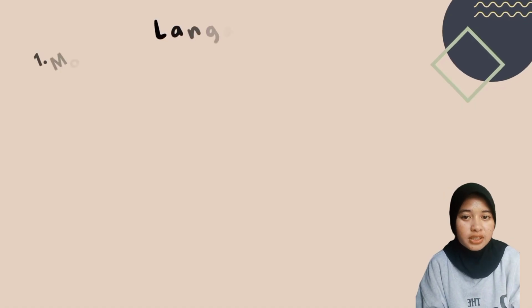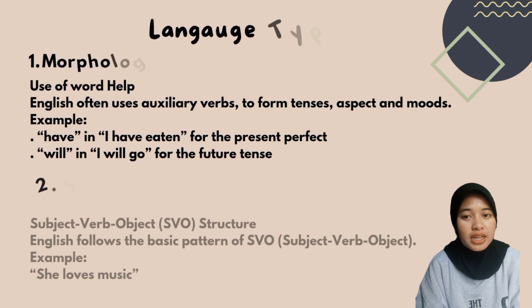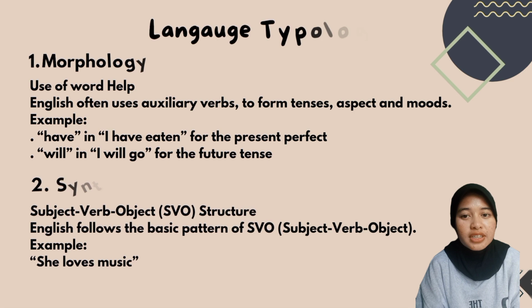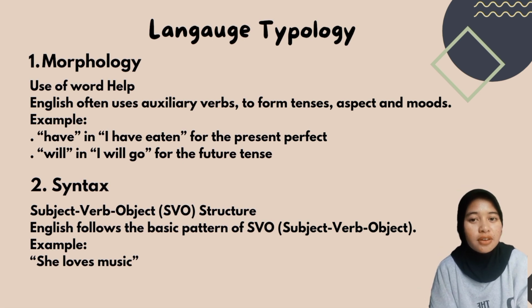We move to language typology. The first one is morphology. Morphology uses the word have, for example have in I have eaten for the present perfect, and will in I will go for the future tense. The second is syntax: subject, verb, object. Structure example: she loved music.